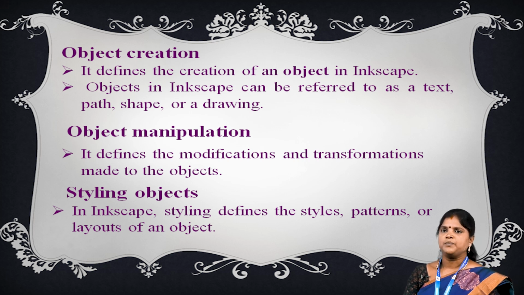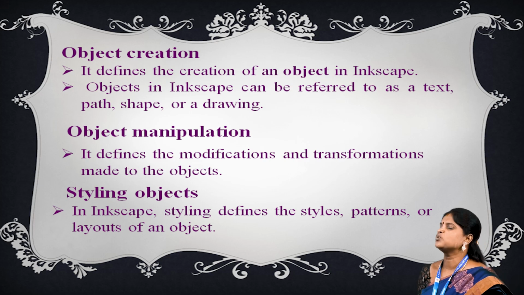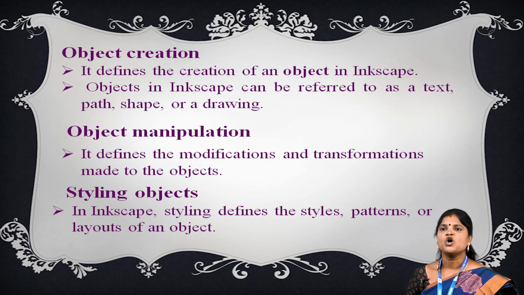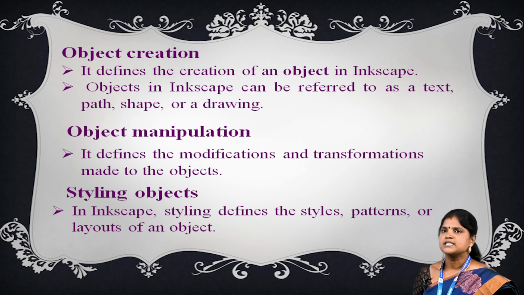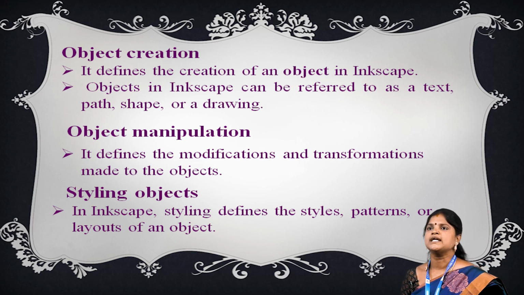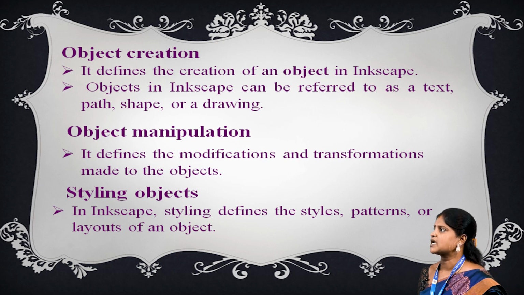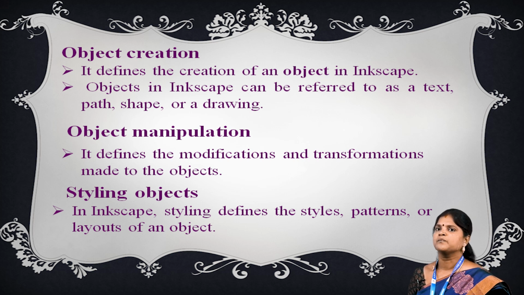Next, object manipulation. We define the modification and transformation to the object. Transformation in Inkscape can be done to any object of the image. Some of the primary transformations are scaling, moving, rotating and skewing. They can also snap into grids and angles and nodes of the other object. Parameters of the transformation can be specified numerically in the transform dialog.